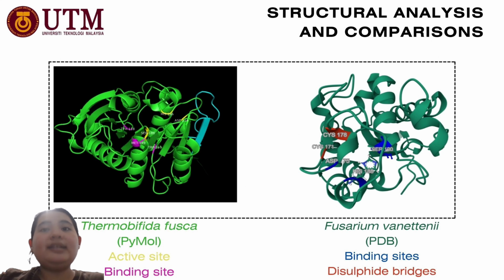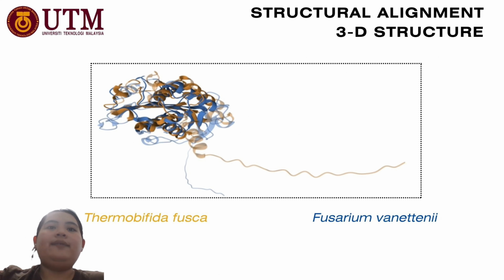For Thermobifida fusca, I obtained the 3D structure from the Protein Data Bank. In this model, I have highlighted the binding sites in blue and the disulfide bridge in red. The disulfide bridges are important for the stability and folding of the proteins.